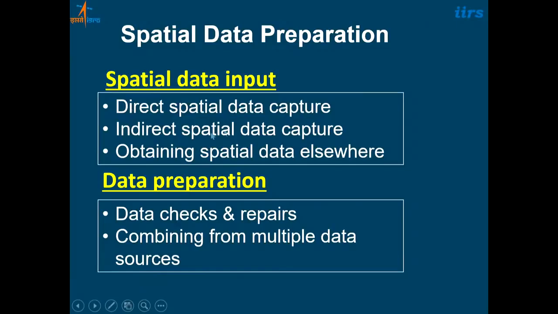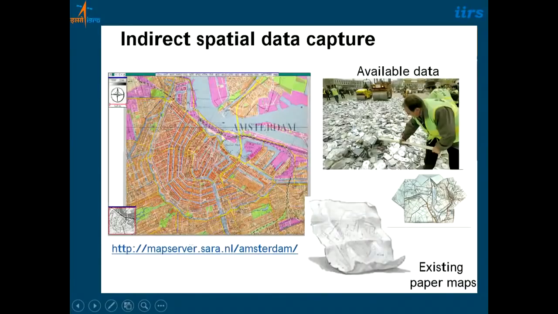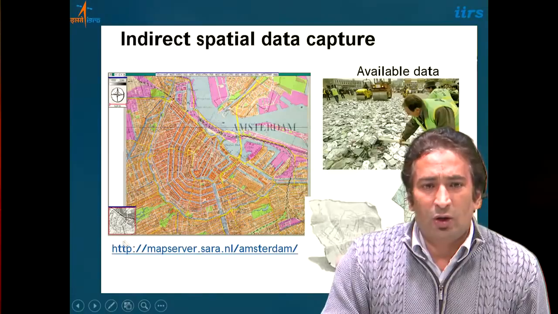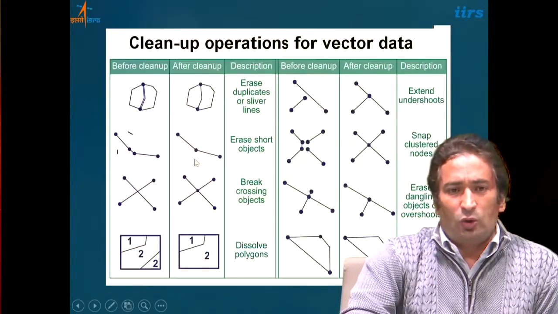Now, how to prepare this data? There is a direct spatial data capture method, an indirect spatial data capture method, and combination from multiple sources. For direct spatial data, I can do a survey like a GPS or GNSS survey, and from there I can collect the data. I can do field surveying, through photogrammetry, through remote sensing. These are some of the direct spatial data capture methods. For indirect spatial data capture methods, there are some available data sets. Some maps are already there, and I draw on top of them. And some data sets are available on the internet, and from there also I can download the data.